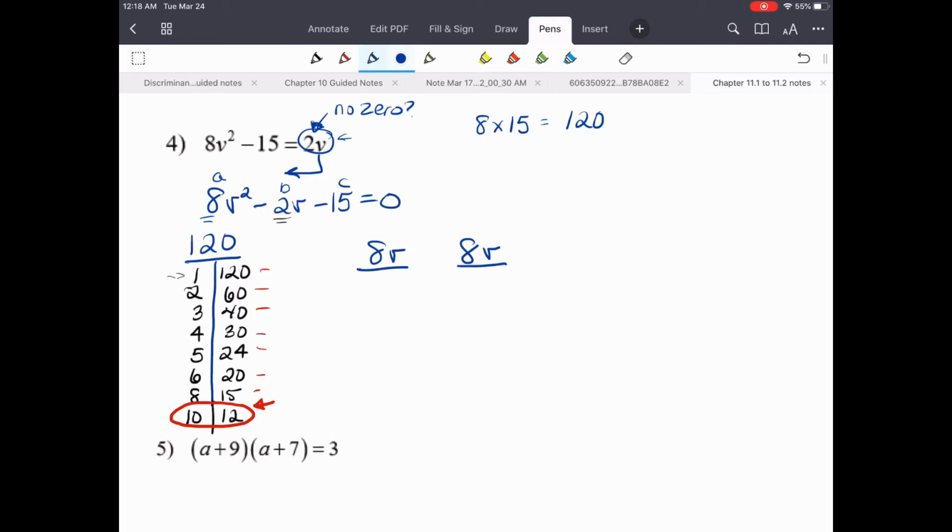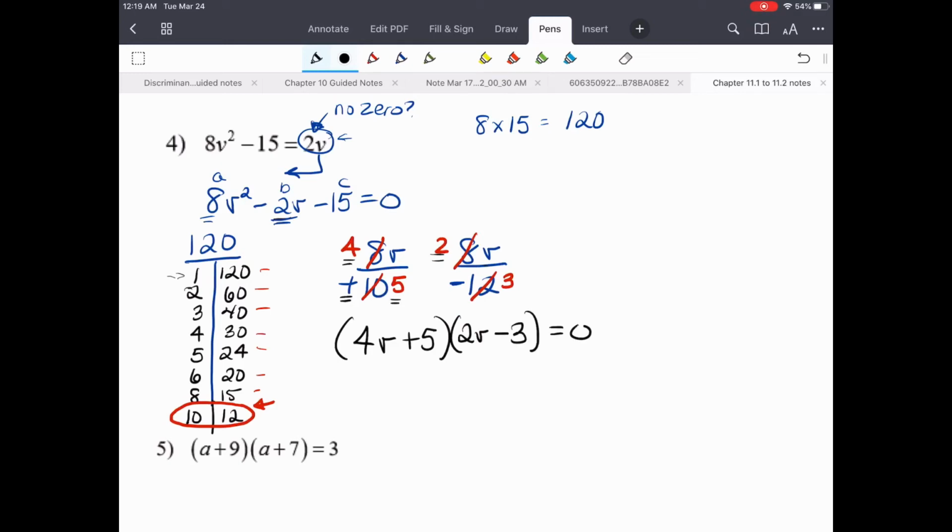And then we want to use 10 and 12, and we want to make negative 2 out of those numbers. So I want the negative to be attached to the 12, positive attached to the 10. And then both of those can reduce. So 8 over 10 reduces to 4 over 5, and 8 over 12 reduces to 2 over 3, because I can divide those by 4. Now I'm going to break those down into binomials. So you got 4v plus 5, and then right here we've got 2v minus 3. And then I'm going to set that equal to 0.